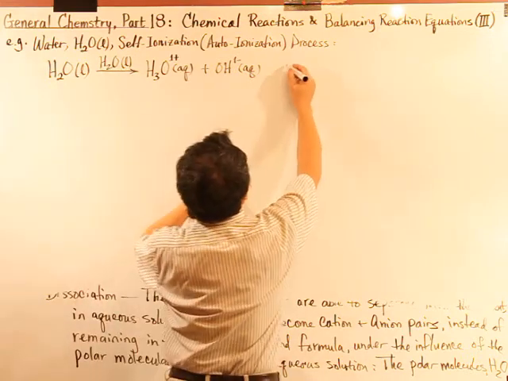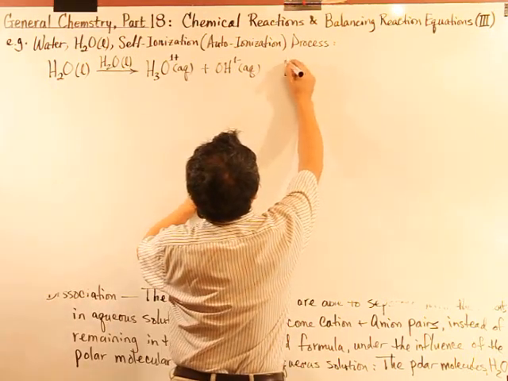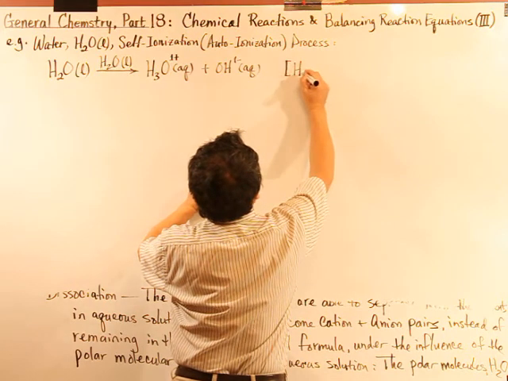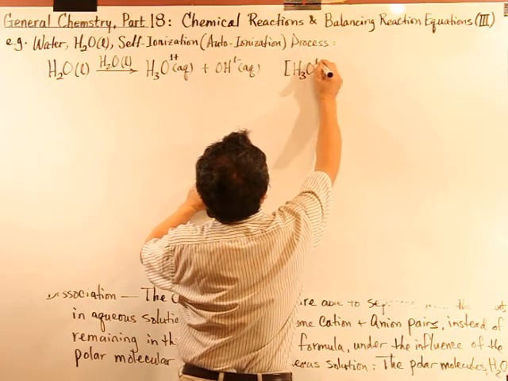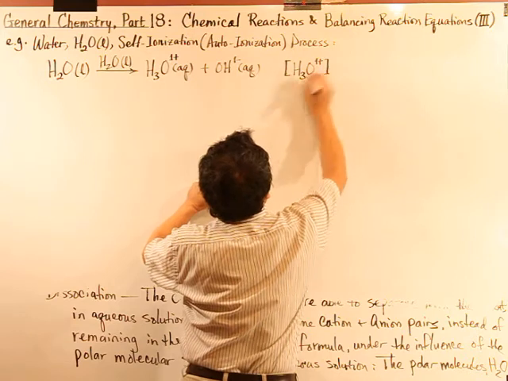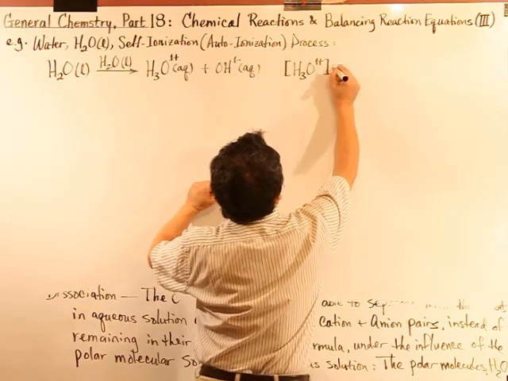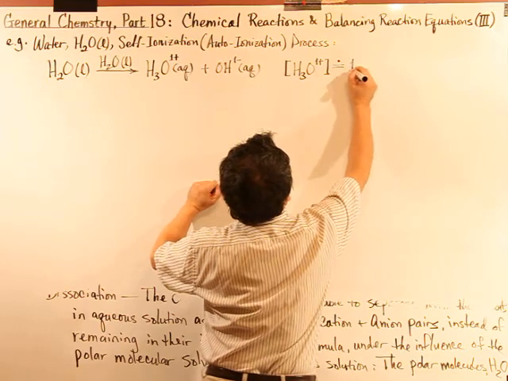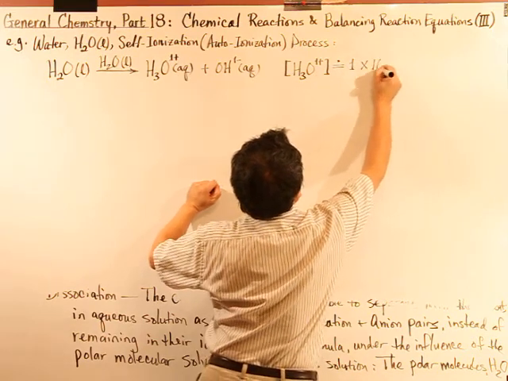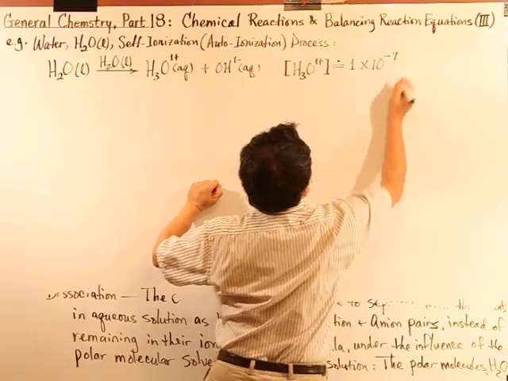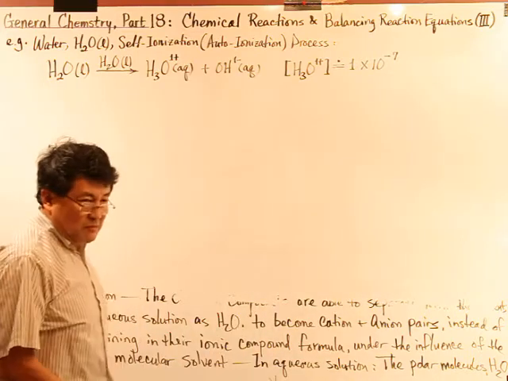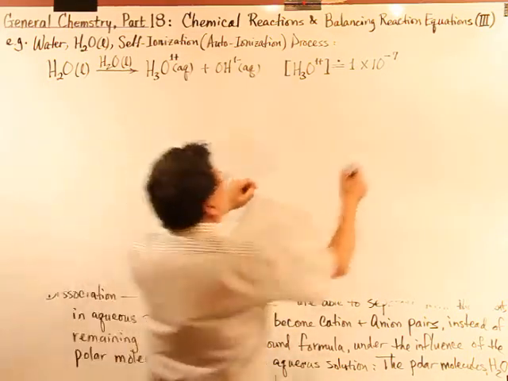So the concentration for regular water for hydronium, 1 plus, using the bracket as the symbol for concentration, is roughly equal to 1 times 10 to the minus 7. Right, minus 7 what? Mole per liter. Right. That's the molarity.